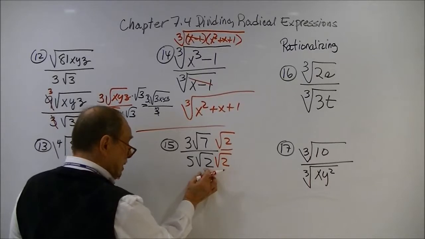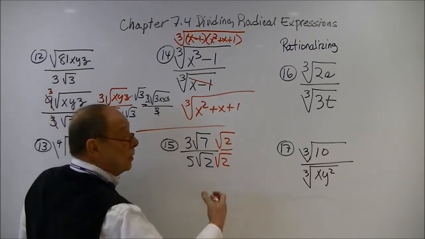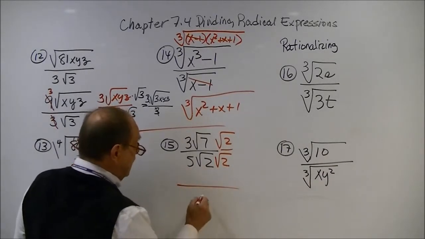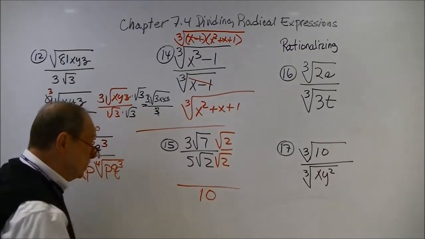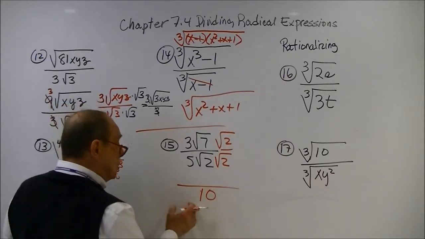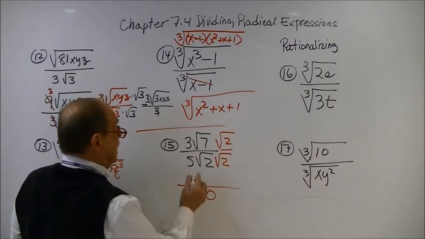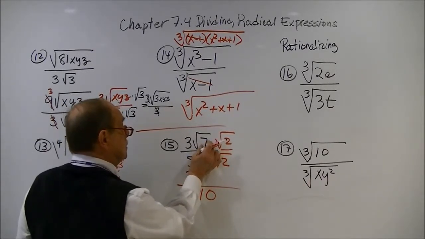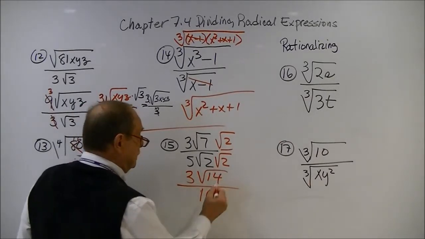But now this becomes the square root of 4. The square root of 4 is 2, and 2 times 5 is 10. So where this denominator used to be irrational, now it's rational. We have rationalized, in this case, the denominator. And we still have the 3 on top, and the square root of 7 times the square root of 2 is the square root of 14.